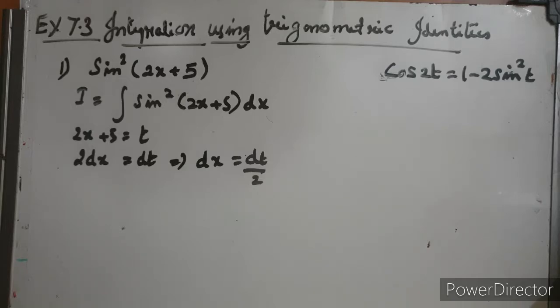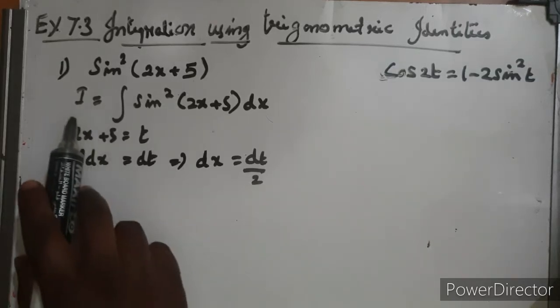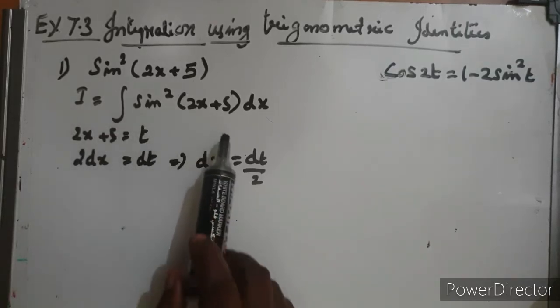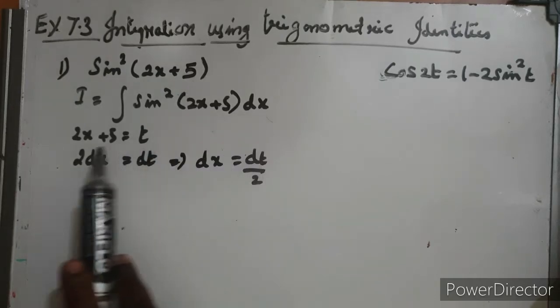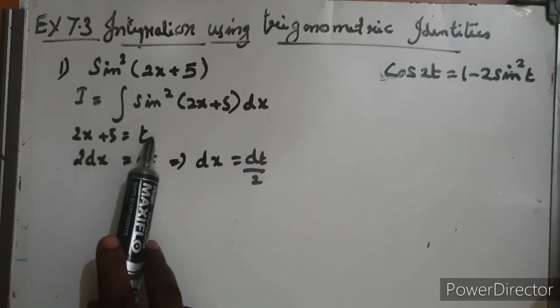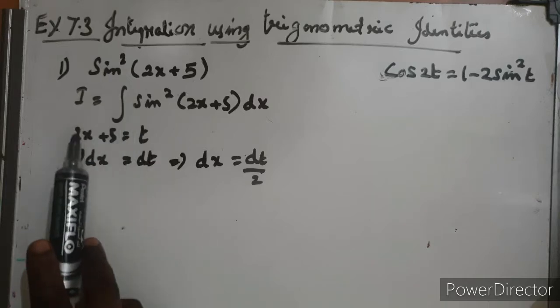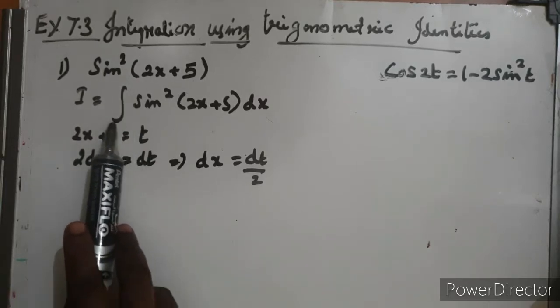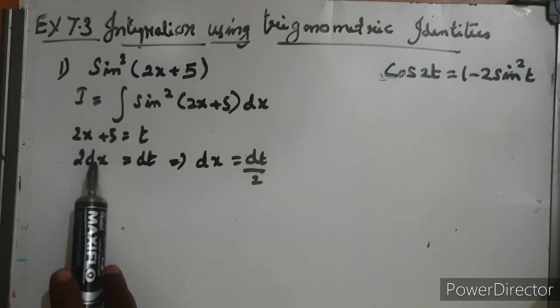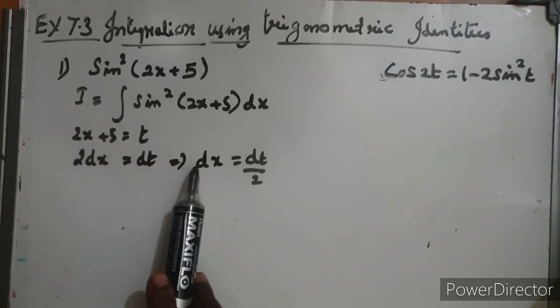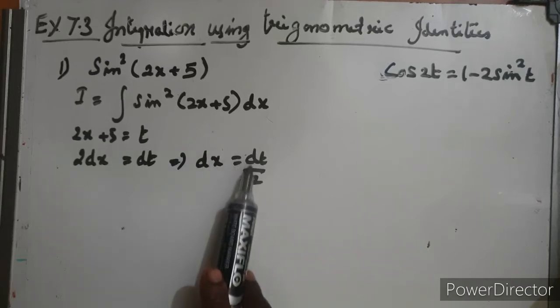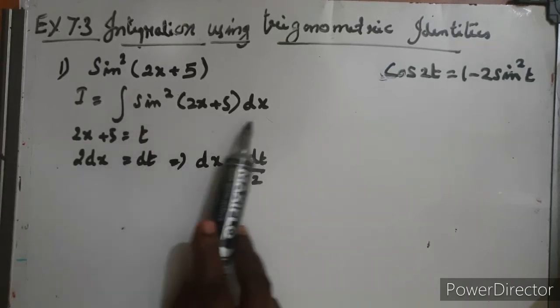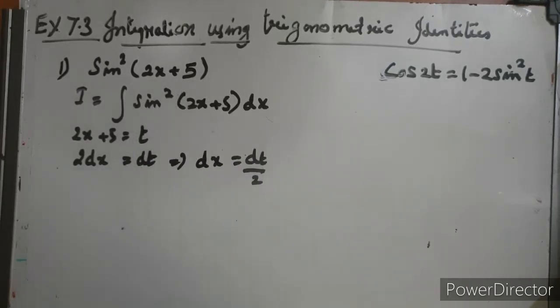First question, sine square of 2x plus 5. Here I have written I equal to integral of sine square 2x plus 5 dx. Take 2x plus 5 as t, and differentiating this we get 2 into dx, which is equal to dt. When we differentiate the constant, it becomes 0. So 2 into dx is dt, so dx is dt by 2. Here we have to substitute this in this integral.